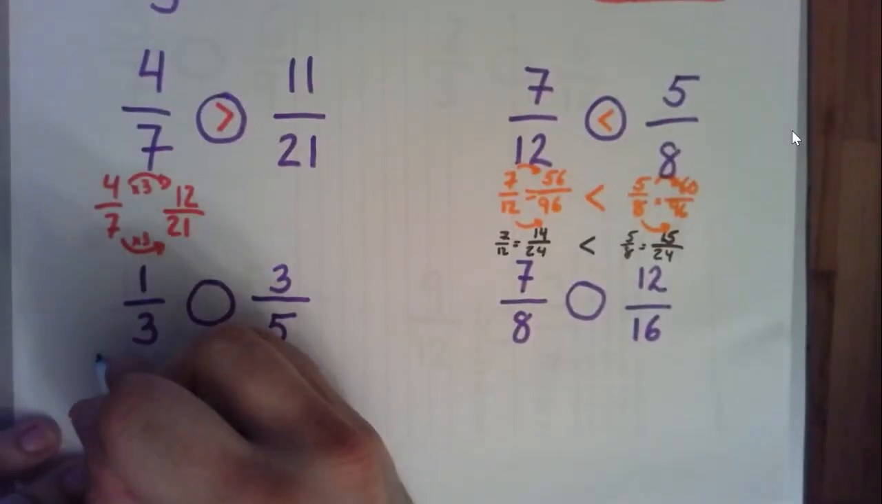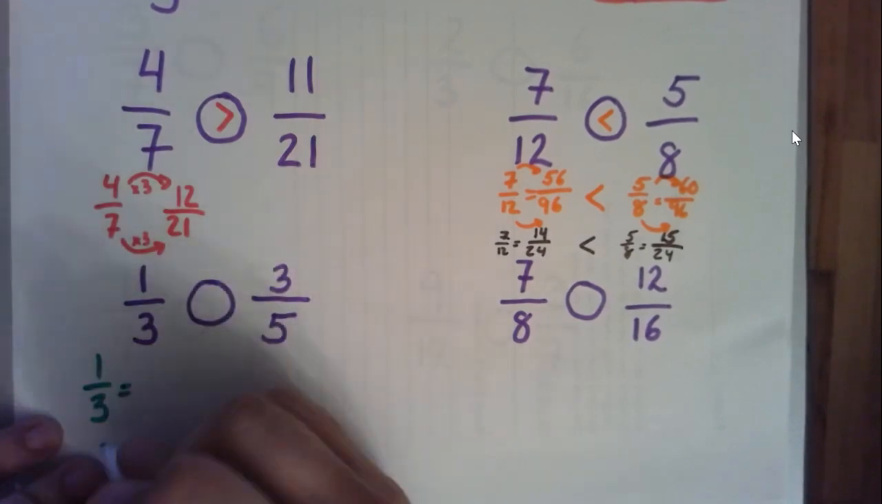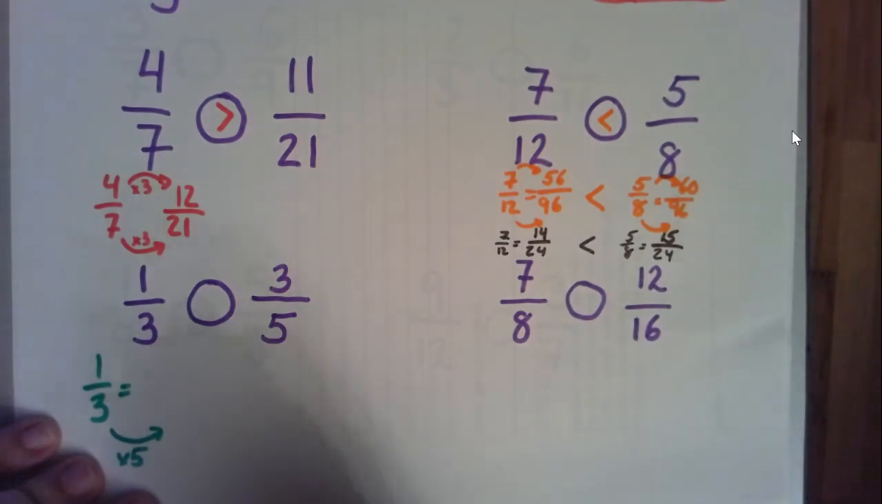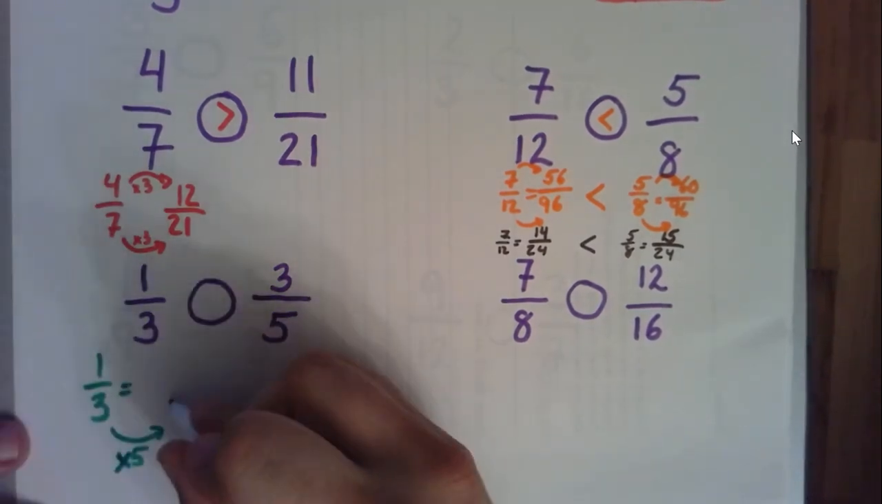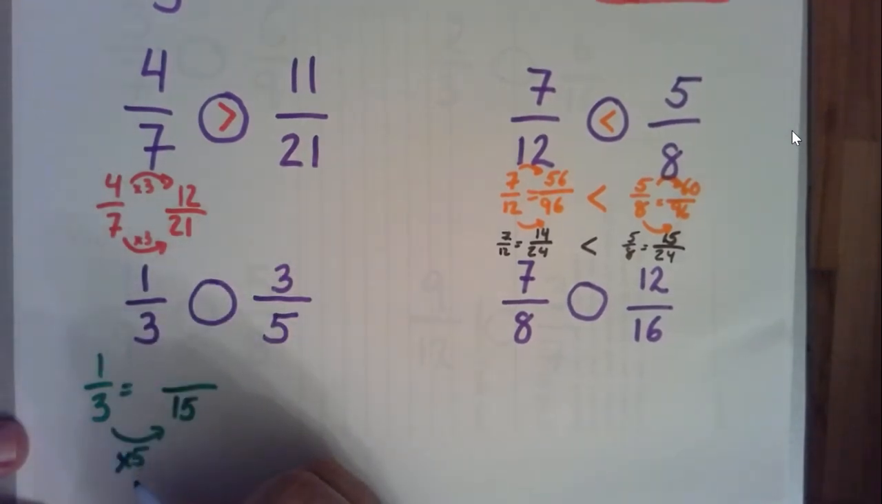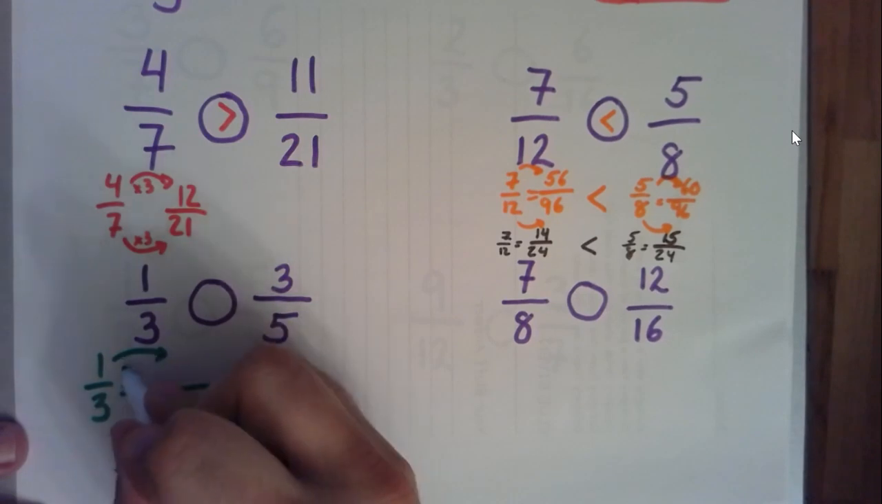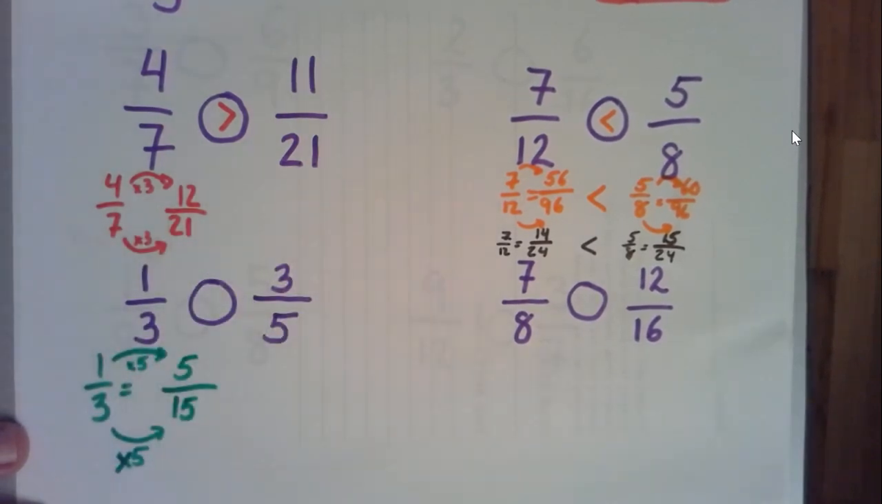So 1/3, if I turn that into something here, times 5, well, 3 times 5, that's 15. What I do to the bottom, I've got to do to the top. 1 times 5 equals 5. So now 1/3 is equivalent to 5/15.